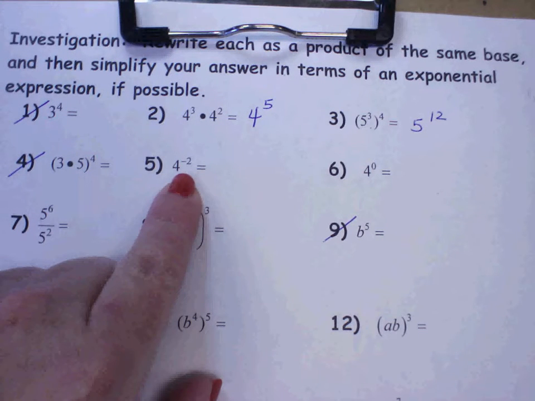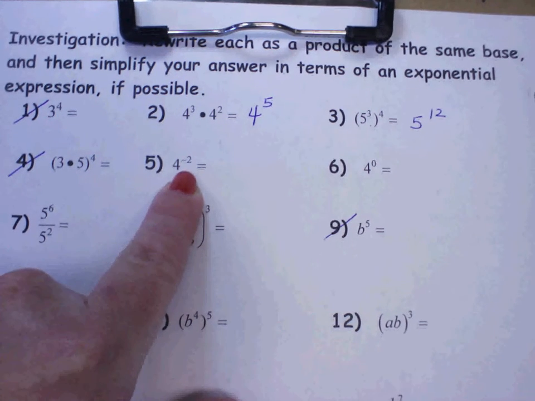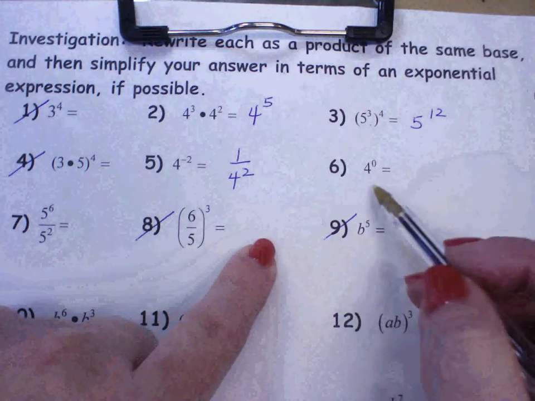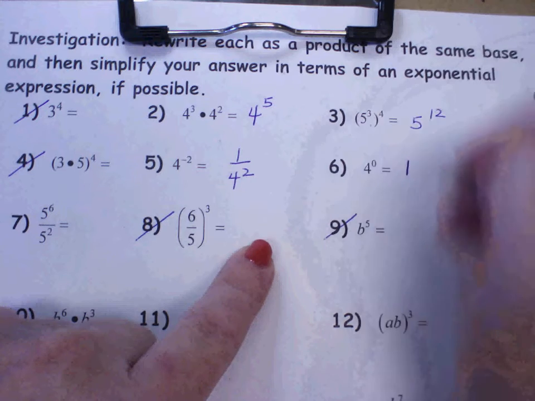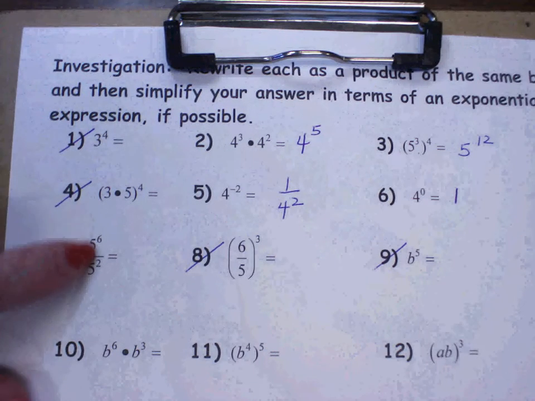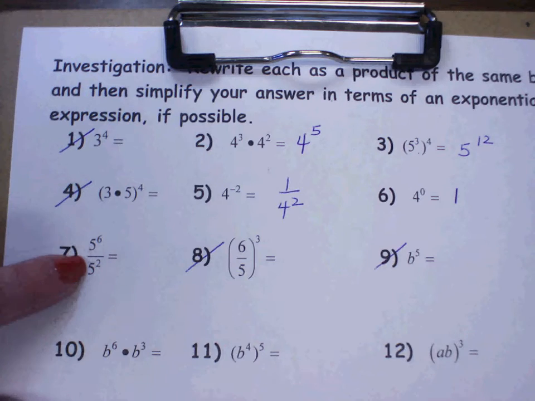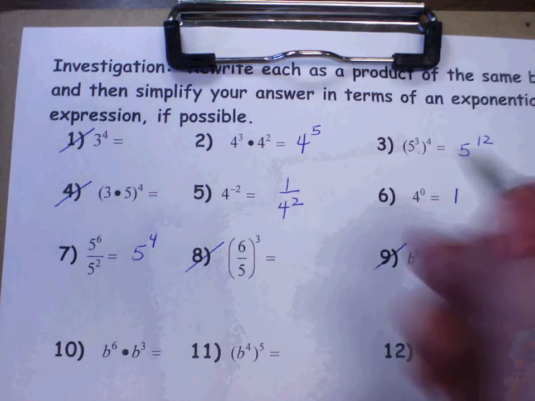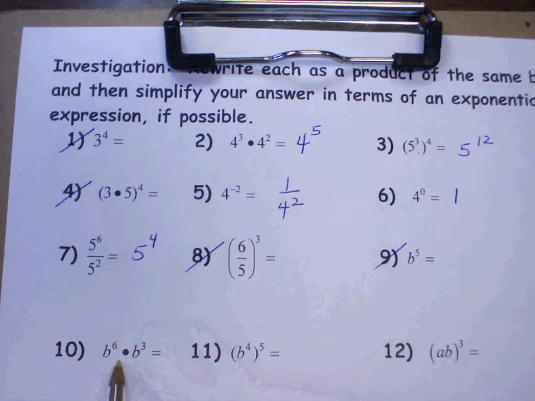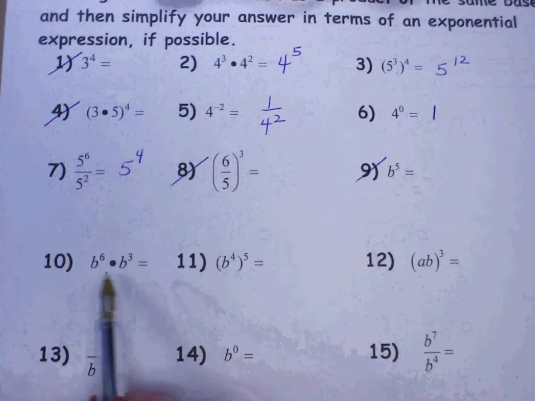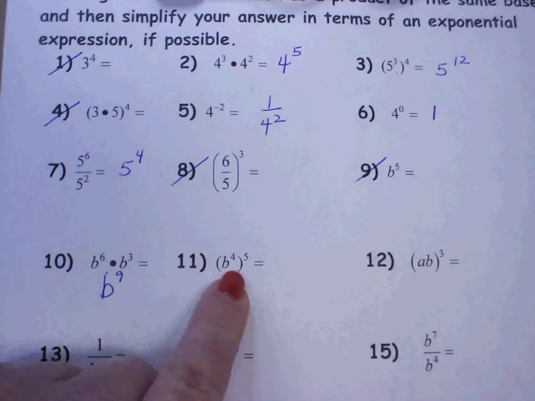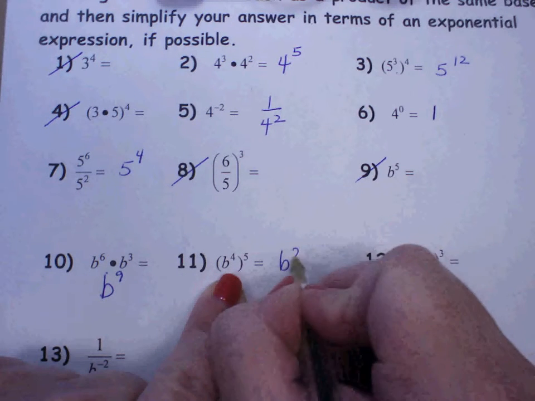What do we need to get rid of here? The negative. So 1 over 4 to the second. What's 4 to the 0? 1. Exponents. Subtract. So 5 to the 4. What do we do with the exponents? Add them. So b to the 9. What do we do? So 4 times 5, 20.